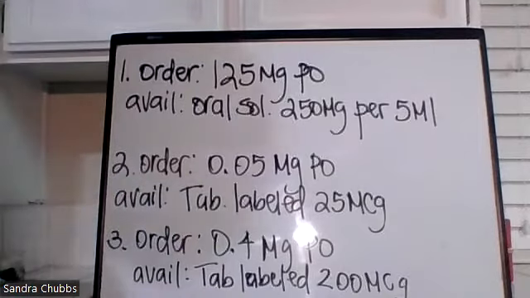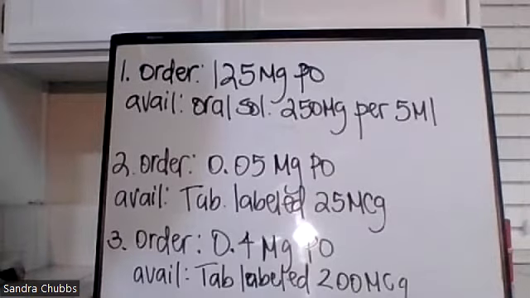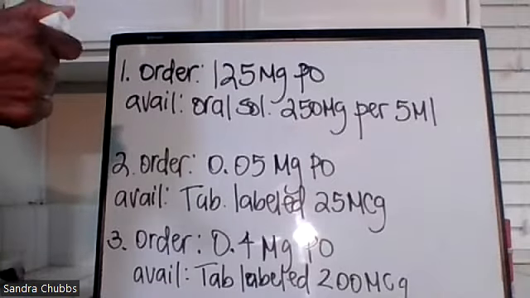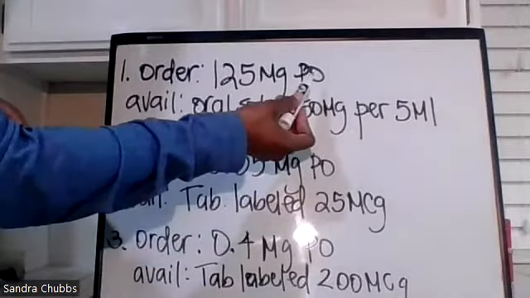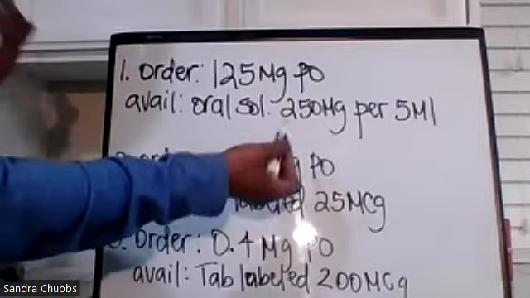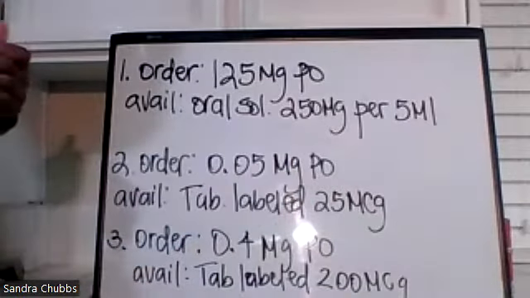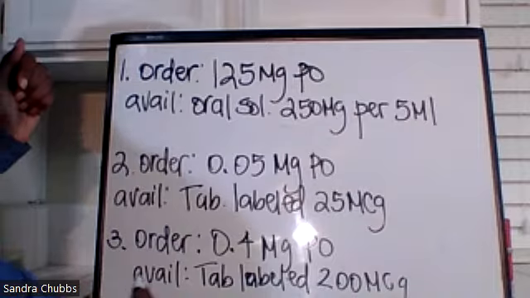This video is a combination of D over H, IV, and the pediatric dosage calculation. So we'll start with our D over H formulas. Number one, we have the doctor's order, 125 milligrams by mouth. What you have available is oral solution, 250 milligrams per 5 milliliters. This one is pretty simplistic for D over H.